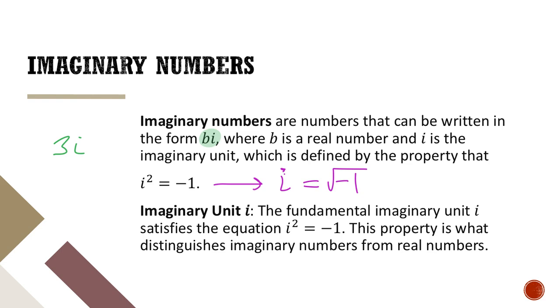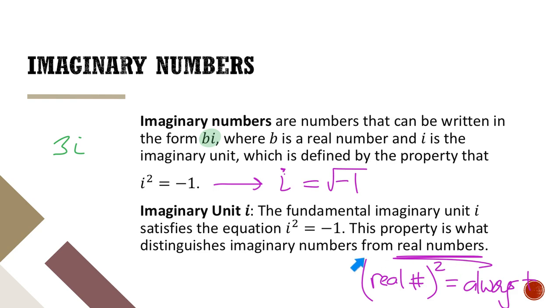So we're going to be using this imaginary unit i, which is defined as the square root of -1. The fundamental imaginary unit i satisfies this equation that I showed you, basically square rooting both sides here. This property is what distinguishes imaginary numbers from the real numbers. And again, just to remember, any real number squared is always positive. That is one thing to know for real numbers. But imaginary numbers, when you square it, it will be negative always.